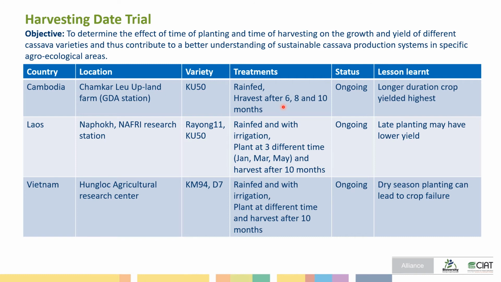We found that the longer duration crop yielded highest. That's what we expected, but it needs to be weighed against the economic advantage if farmers harvest early, because sometimes early in the season the price is a bit higher. We also found in Laos that late planting may have lower yield with a similar duration crop. In Vietnam, we have seen that dry season planting can lead to even a crop failure.